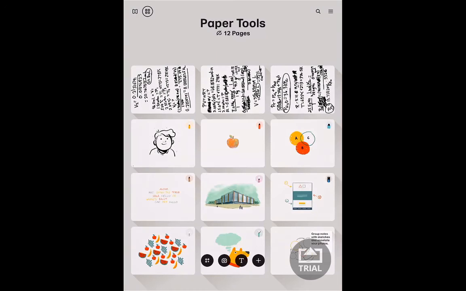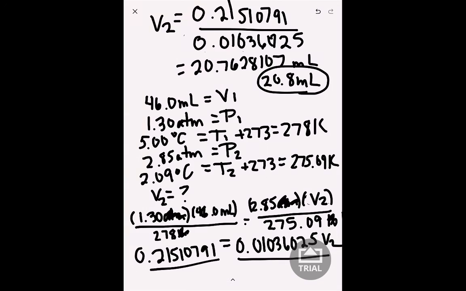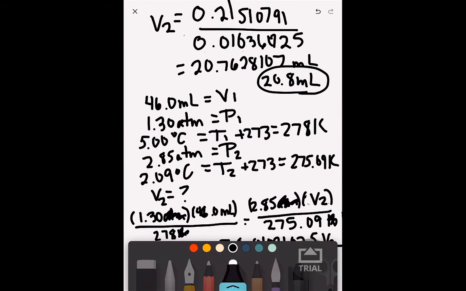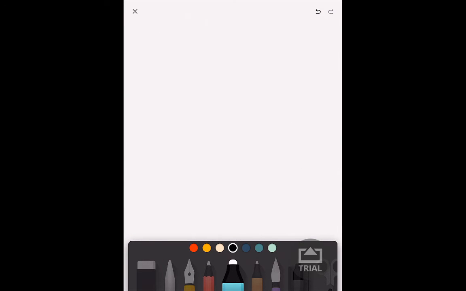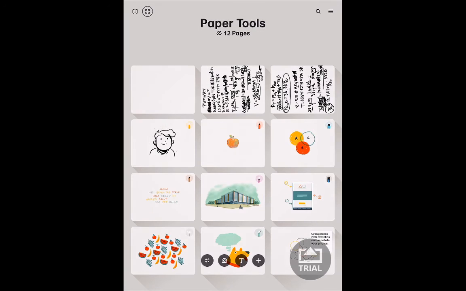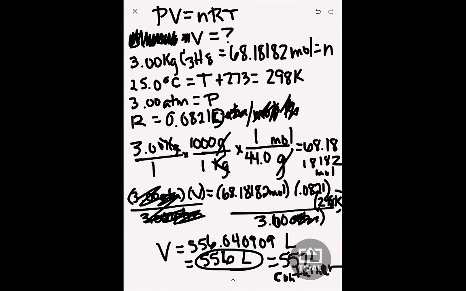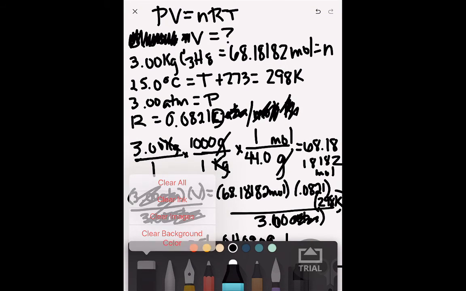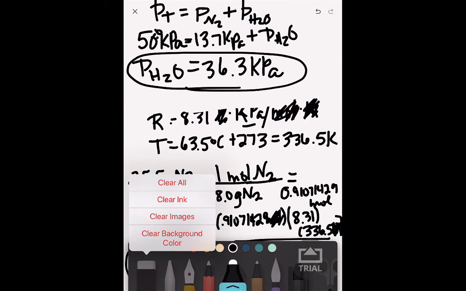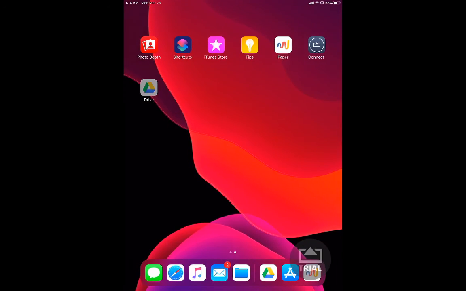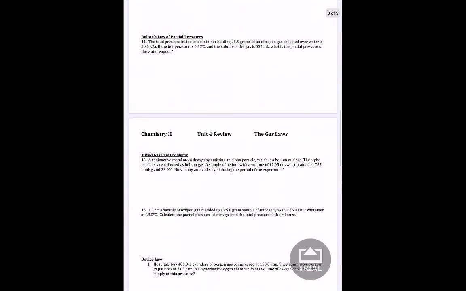All right. So now we have a couple of mixed gas law problems that we're going to do. And I'm going to go ahead and clear these out before I do that, just because I know we're going to need at least 2 of the 3 of them. Okay. Now let's go back to our problems. We are on the mixed gas laws.